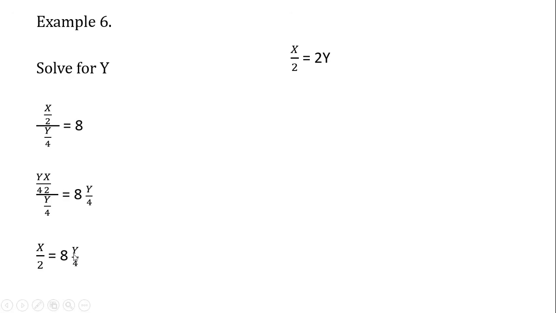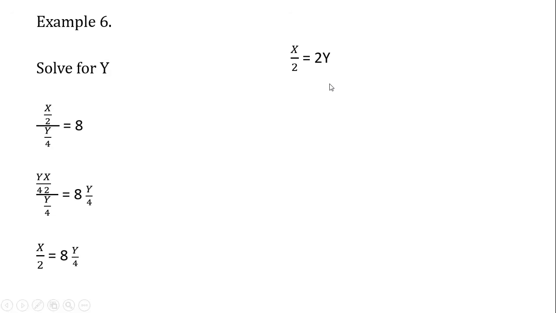The simplification I did next, moving it up over here, 8 divided by 4 is 2, so that's just 2y. And again, I said we want to solve this for y. So I'm going to divide both sides through by 2. So dividing the right-hand side through by 2 and the left-hand side through by 2, we'll get y equals x divided by 4.